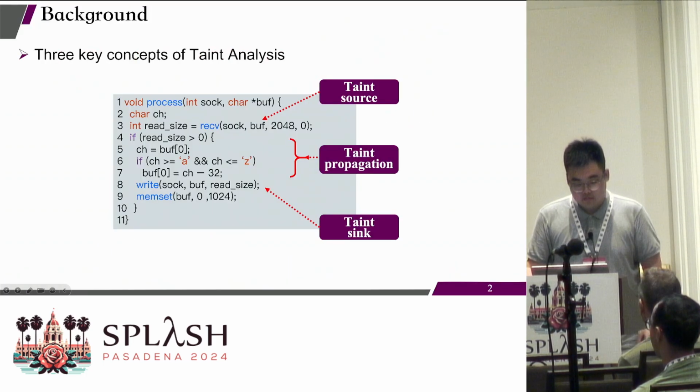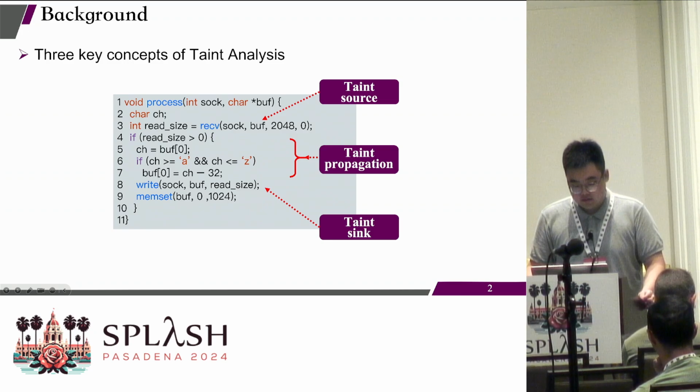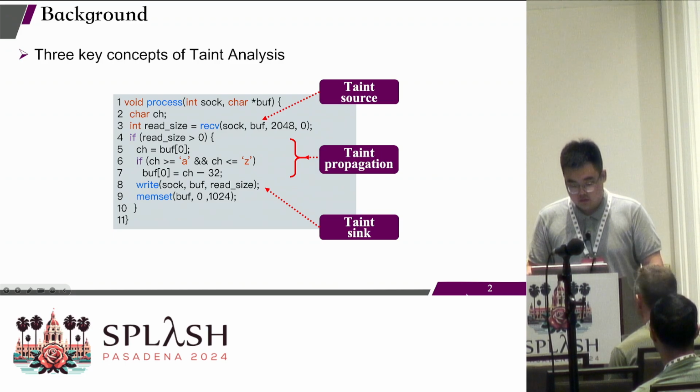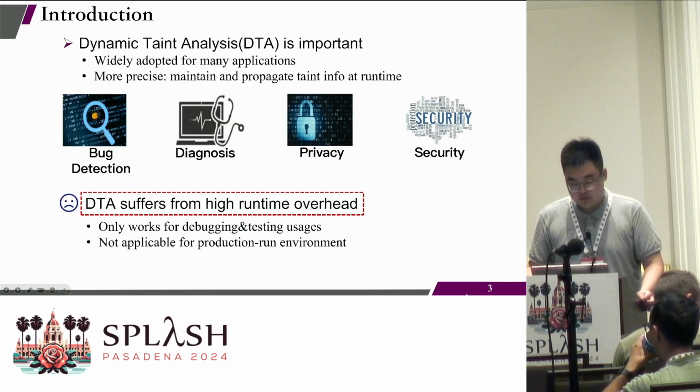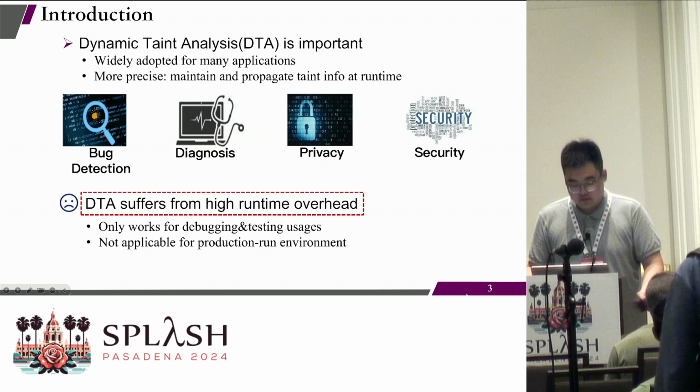First, let me introduce some basic background about taint analysis. There are typically three key concepts. Taint sources are used to mark the origin of the tainted data, and taint sinks are points where the corresponding taint status is checked to determine whether a potential risky behavior has occurred, based on the specific application. And taint can also propagate according to the semantics of the program instructions. Taint analysis is widely used in various fields such as bug detection, program diagnosis, privacy, and software security.